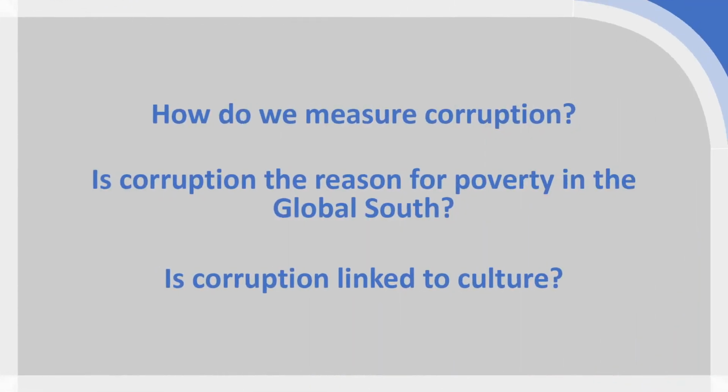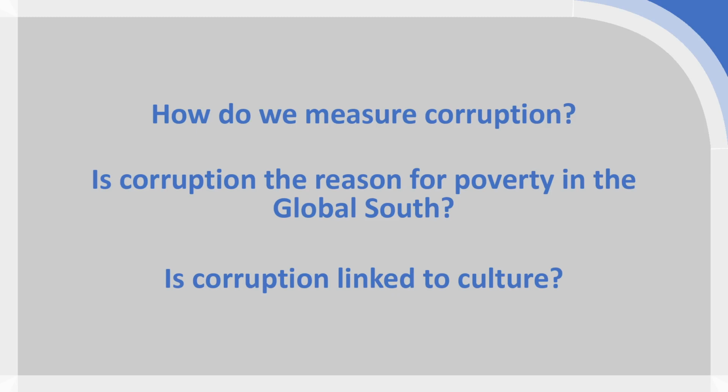So if we take three questions as a framework, firstly, how do we actually measure corruption? Secondly, is corruption the reason for widespread poverty in the global south? And then lastly, is there a connection between corruption and culture?